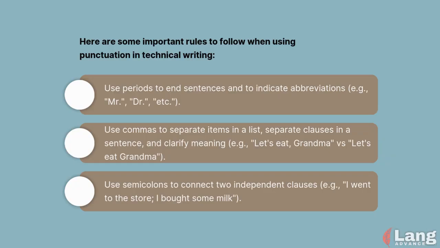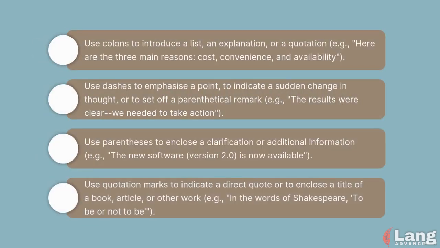Use semicolons to connect two independent clauses. For instance, I went to the store; I bought some milk. Use colons to introduce a list, an explanation, or a quotation. Here are the 3 main reasons: cost, convenience, and availability.